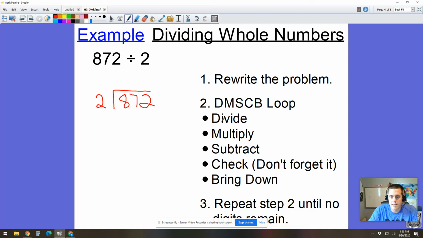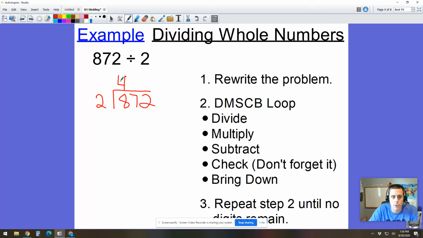So the D stands for divide. We're going to take our divisor and we're going to figure out or decide how many times that divisor will fit into the first digit of our dividend, in this case the 8. So how many times will 2 fit into 8? Well, 2 can go into 8 4 times, so I'm going to place the 4 directly above the 8. That's the divide step. Next, M, multiply.